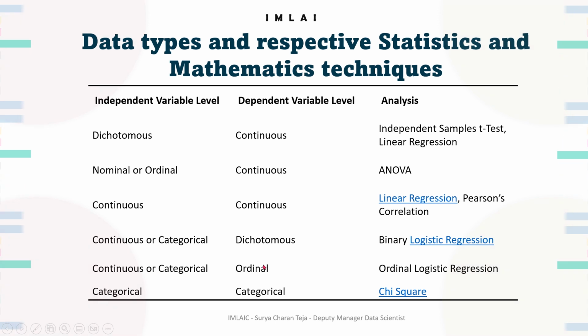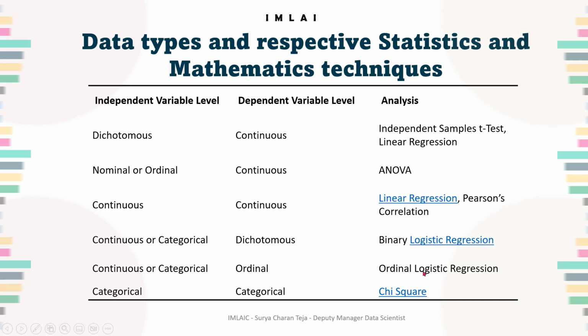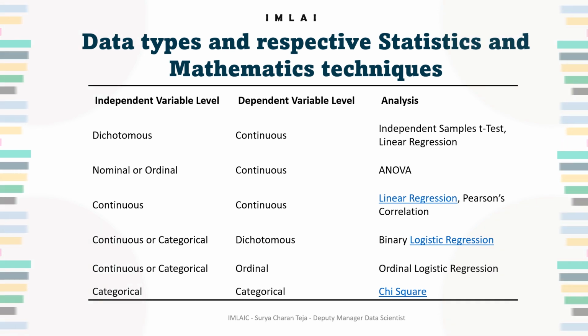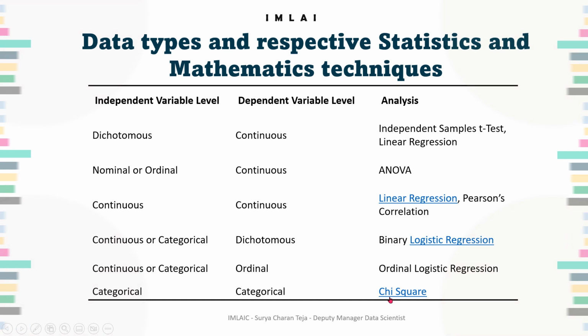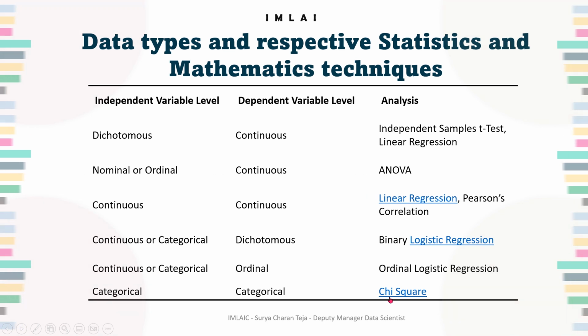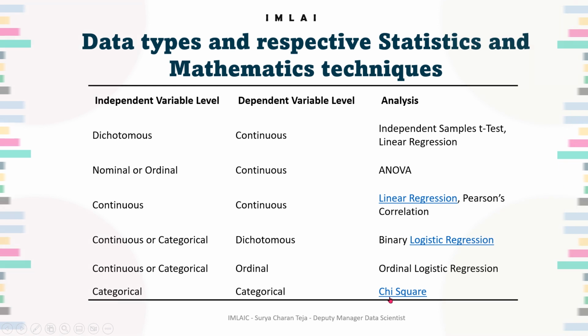For ordinal, if Y is ordinal and X is continuous or categorical, then we can go for the ordinal logistic regression. If both are categorical, the dependent variable is categorical and the independent variable is also categorical, that's Y is categorical, X is also categorical, it's pretty simple, it's chi-square. And what do all of these mean? We will be discussing each and every statistical technique in our next course. But for now, just understand the advantage of knowing the type of data.